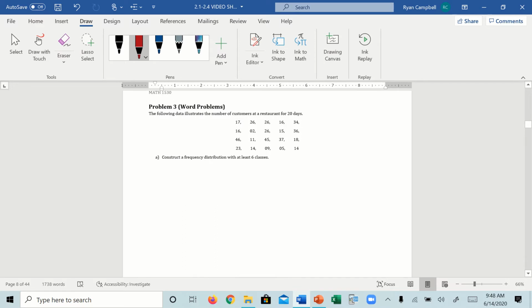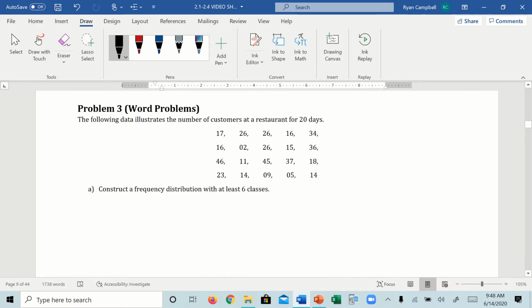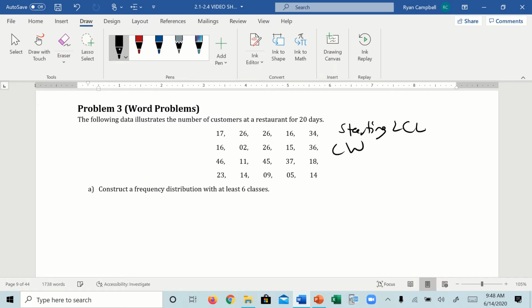All right, let's do another one. And so again, your results can vary. They might be different than mine. That's totally okay. So the following data illustrates the number of customers at a restaurant for 20 days. So construct a frequency distribution. So remember, first thing we need is a starting lower class limit and a class width.